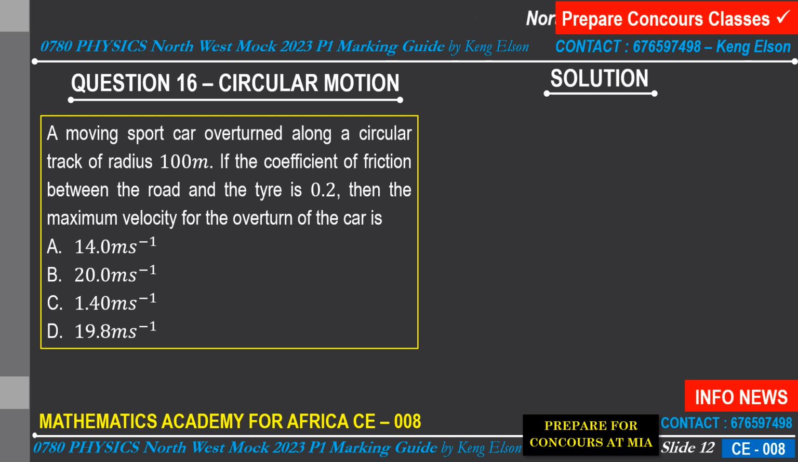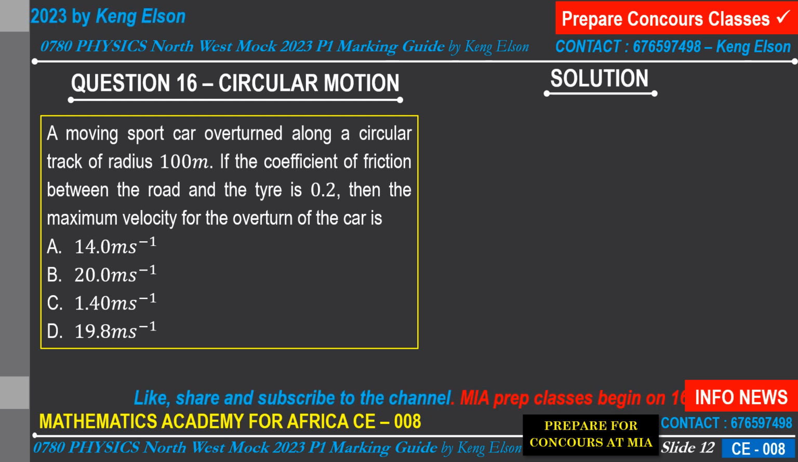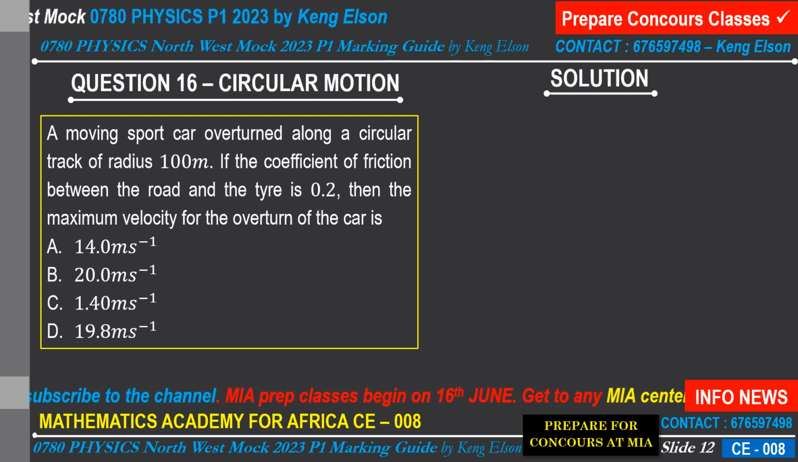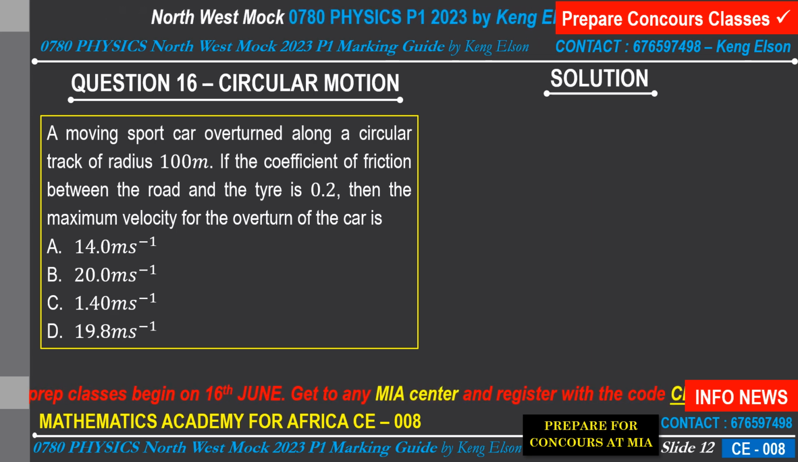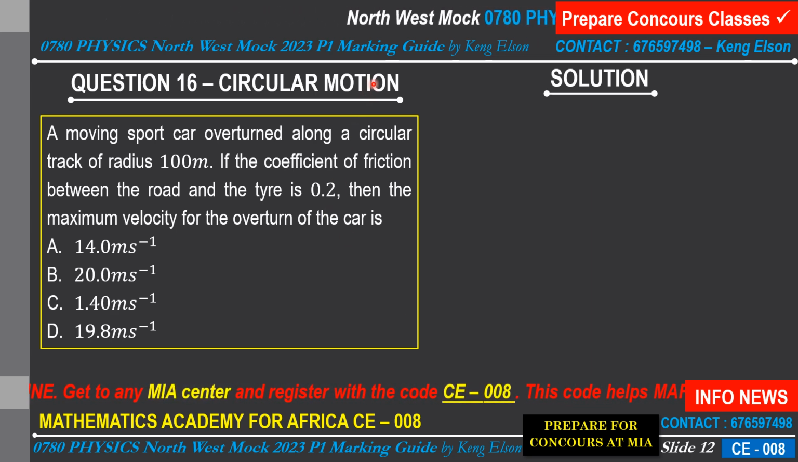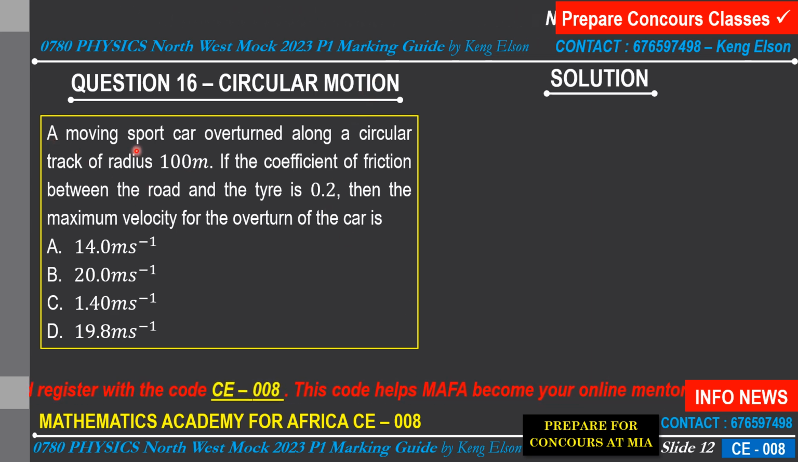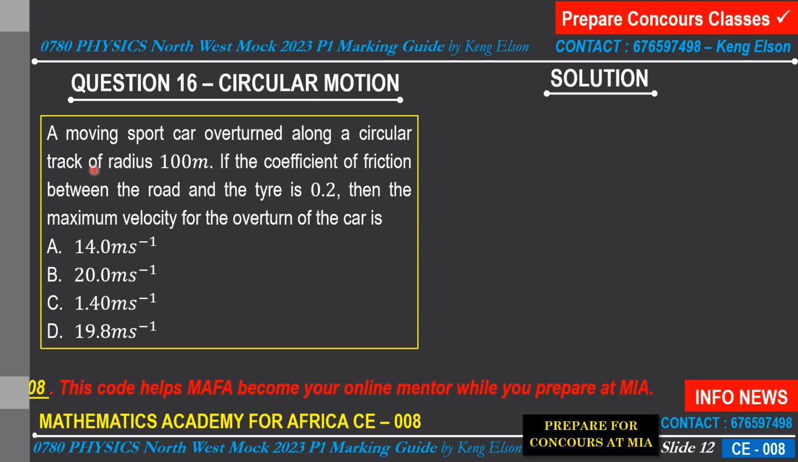So in episode 3, I'm going to start solving that question before I go into solving the questions of episode 3. So let's just proceed with question 16. Okay, all right, question 16 is on circular motion, and the question reads: a moving sport car overturned along a circular track of radius 100 meters.